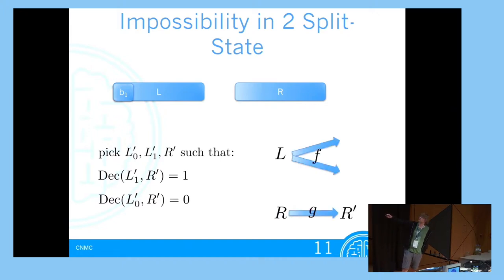And now the tampering is split state. So when we're tampering with R, we only see R. But that's not a problem, because we just overwrite it with R prime. And when we see L, we will overwrite the whole L with L1 prime or L0 prime, depending on bit B1. And what do we get? Well, first of all, we get a valid code word, because we picked L and R in such a way. And second of all, it's a valid code word that decodes to 1 if and only if the first bit was 1, and decodes to 0 if the bit was 0.